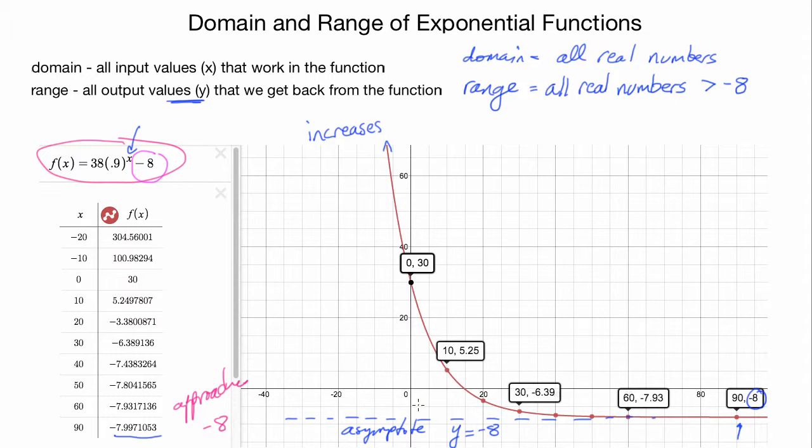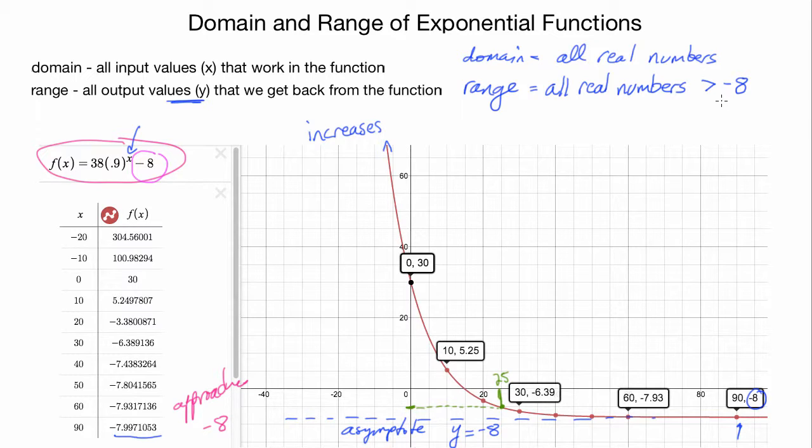So it is possible to get, for example, -5. I can look that up on my graph and say -5 is right here. And if I go over, I would say I will get -5 if I input a value of right about there, right about 25. So I can get some negative values in this case. I just can't ever get a y value that's less than -8. So that's why my range is all the real numbers, but they have to be greater than -8.